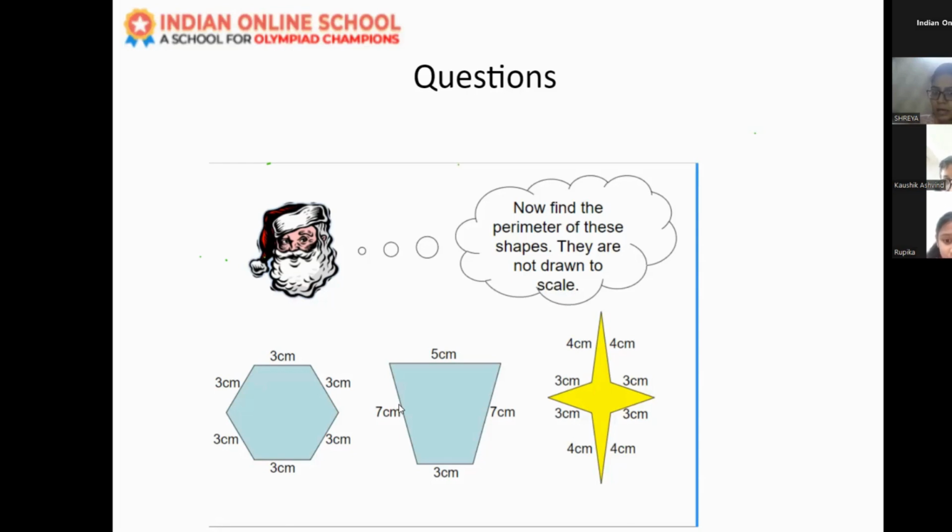This is 5 centimeters. So 5 plus this is 7. 5 plus 7 is how much? 12. Okay. Next, this is 3. So 12 plus 3 is 15. And this is 15 plus this last 7. So 15 plus 7 makes it 22. Hence, the perimeter of this entire figure is 22 centimeters. Understood, Rupika? Yes.